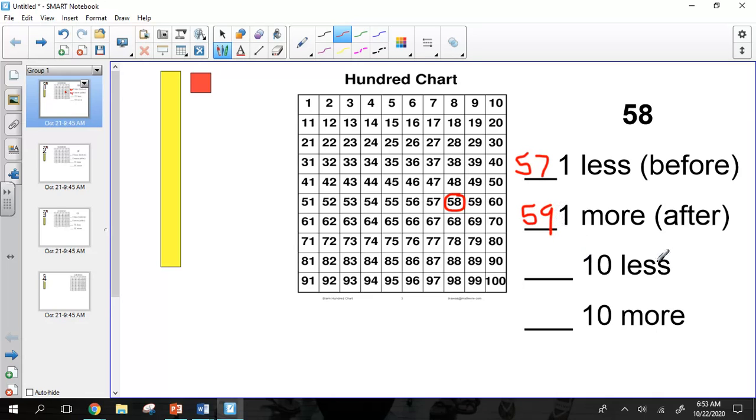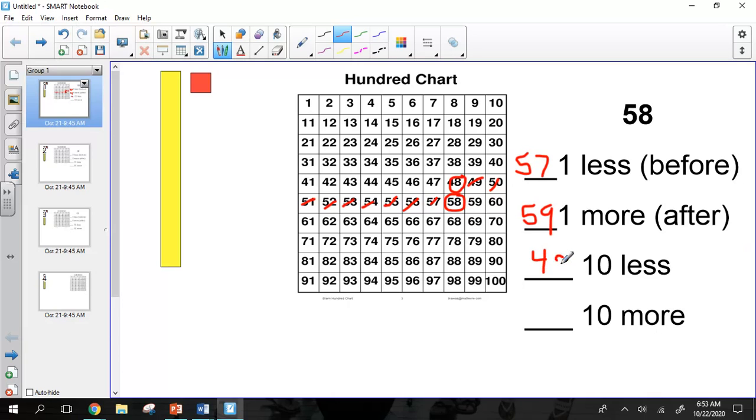Now let's think about 10 less. So 10 less means I'm going back, because those numbers are before, 10 spots. So let's count that. 1, 2, 3, 4, 5, 6, 7, 8, 9, 10. Look where I landed. I landed on 48. So I really just went up that one number because I took all those 10s off. So I'm going to write 48 here for 10 less.